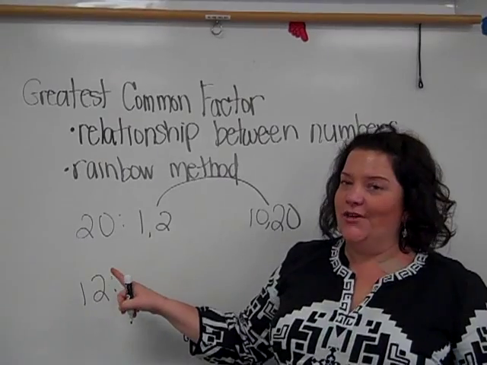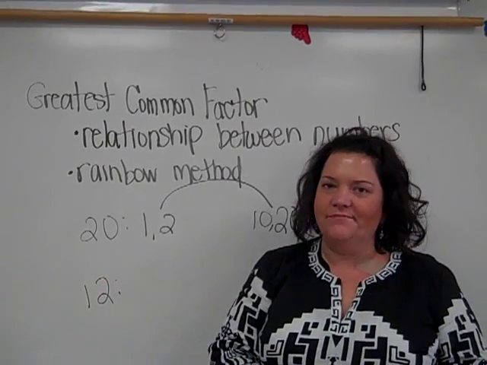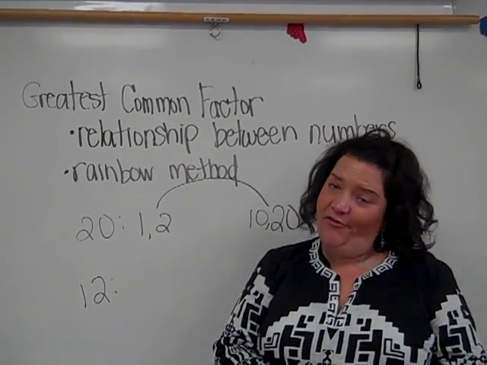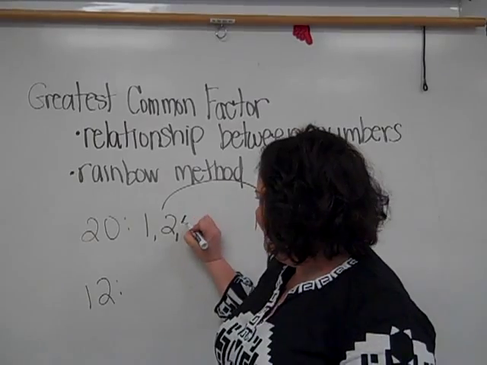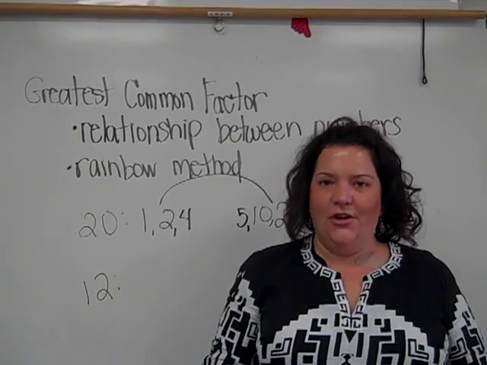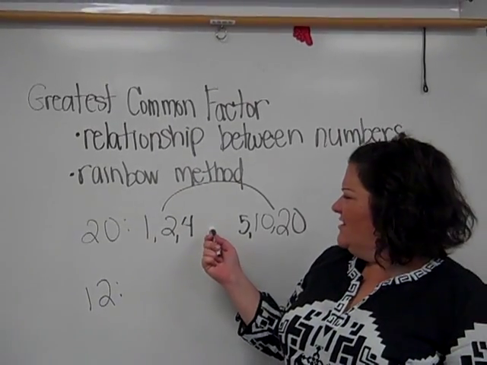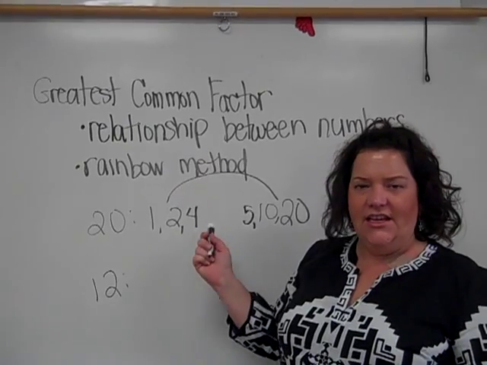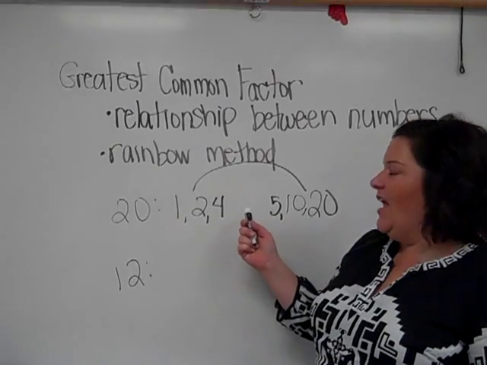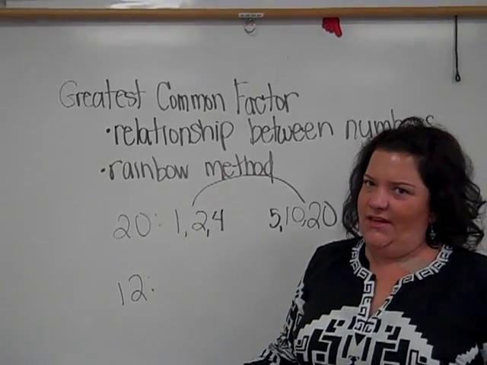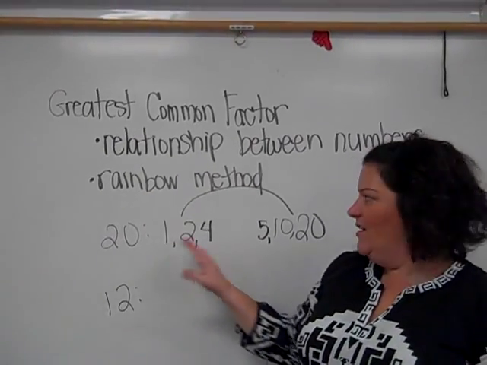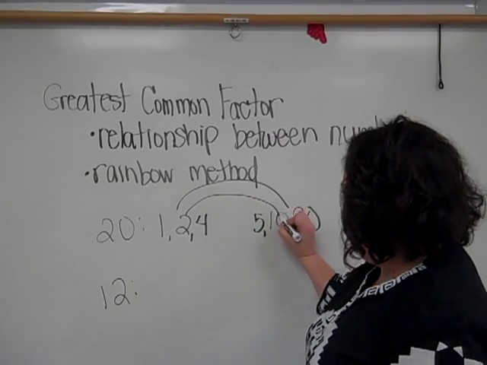3 doesn't go into 20 evenly, so we'll skip that number. The next factor that can go into 20 evenly would be 4. And we know 4 times 5 equals 20. 6 does not go into 20 evenly. 7 does not go into 20 evenly. 8 and 9 do not go into 20 evenly. So we have all the factors of 20 listed in the rainbow method.